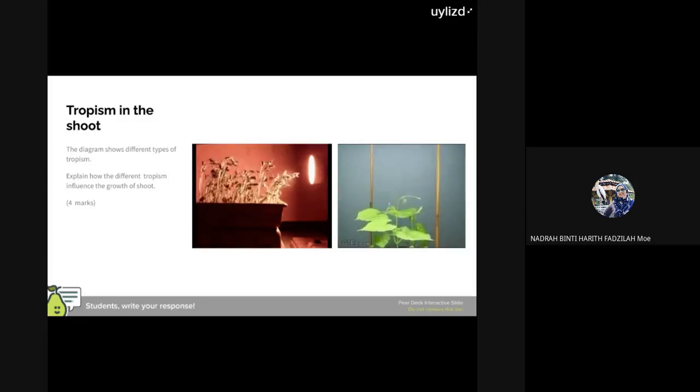Okay, very good. Yang sebelah kiri tu tunjuk phototropism. Yes. And then yang sebelah kanan tu tunjuk what type of tropism. Nanti tak apa, saya baca dulu. Saya tunjuk dulu.